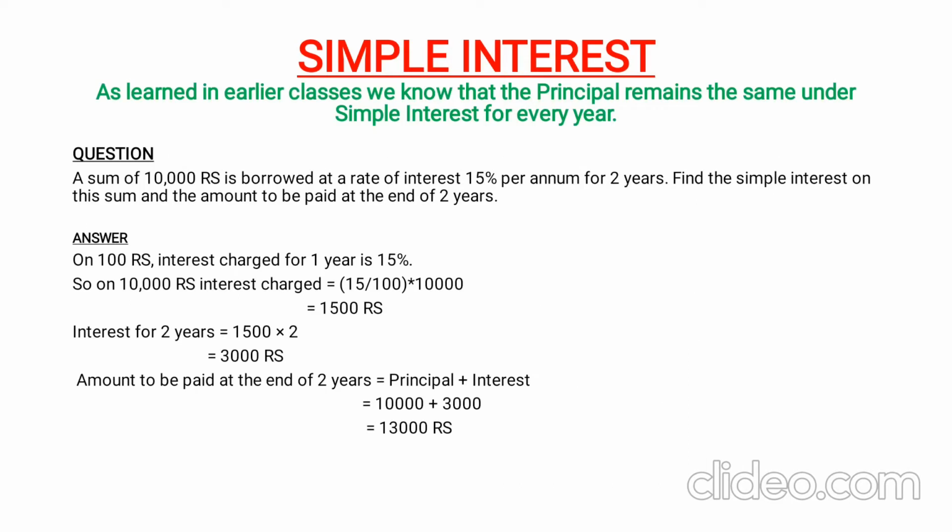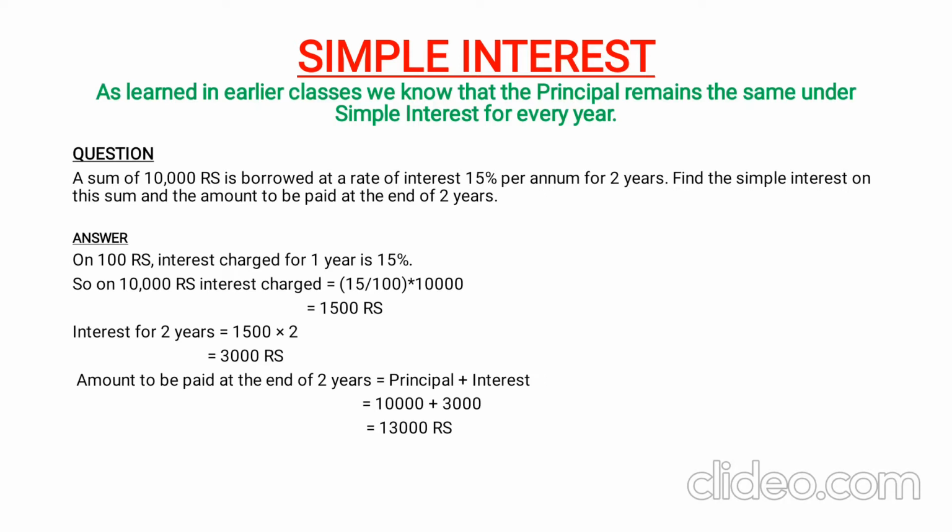Well, in earlier classes we have learned, and thus we know that principal remains same under simple interest for every year. Thus, let us go through an example quickly. A sum of 10,000 rupees is borrowed at the rate of interest 15% per annum for 2 years. Find the simple interest on this and the amount to be paid at the end of 2 years.